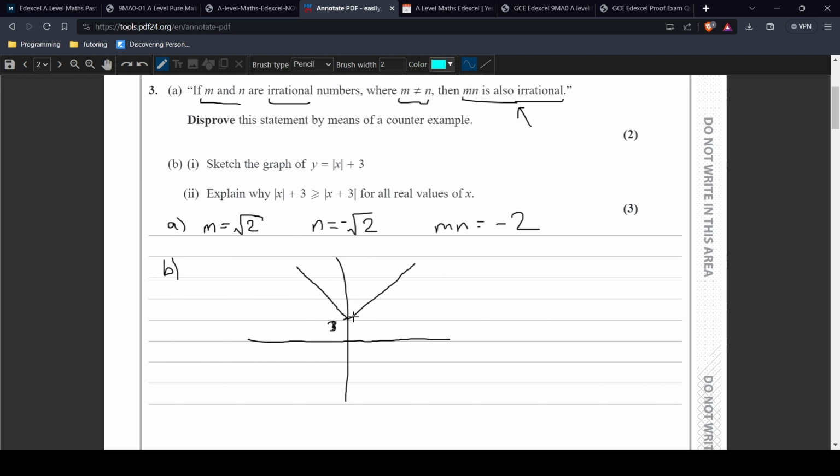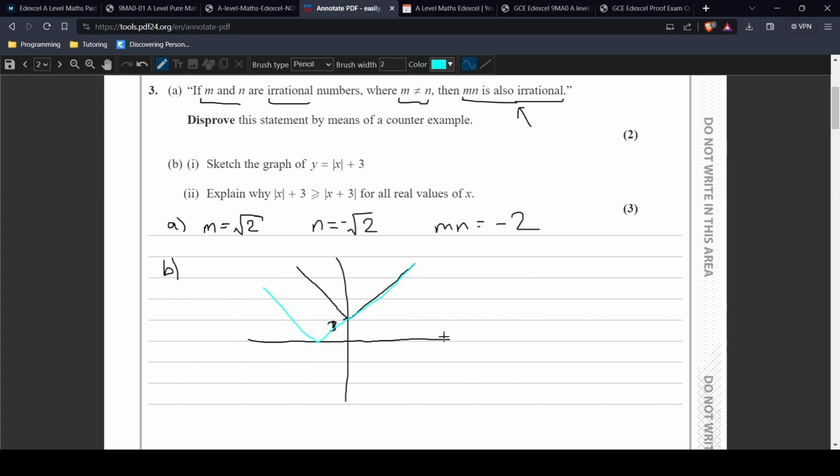Well, x plus 3, the normal graph of that looks like this blue line, okay? Taking modulus, basically all of this negative part will be reflected upwards, right? So this part of the blue line will stay the same, but this part will reflect upwards and will look like that. Now part 2 is asking why the graph represented by the black line is bigger than or equal to the graph represented by the blue line.